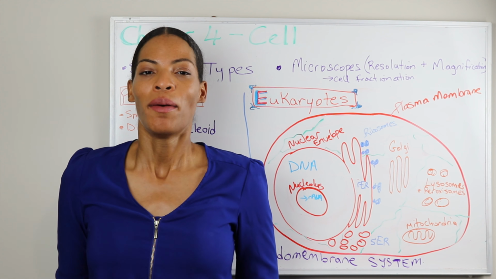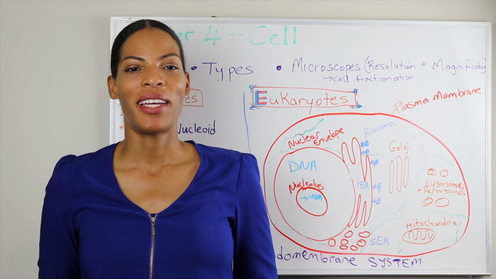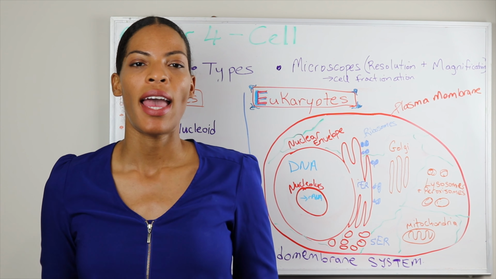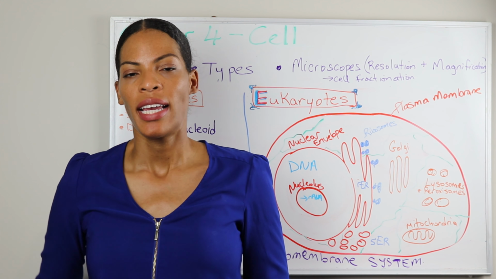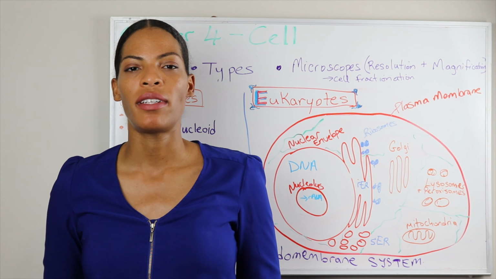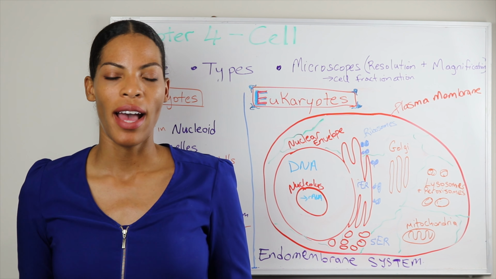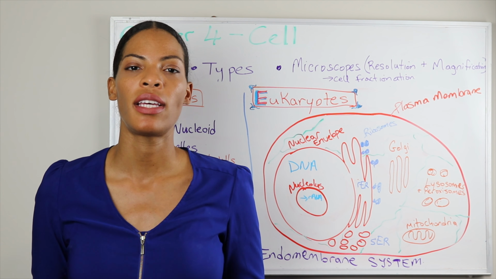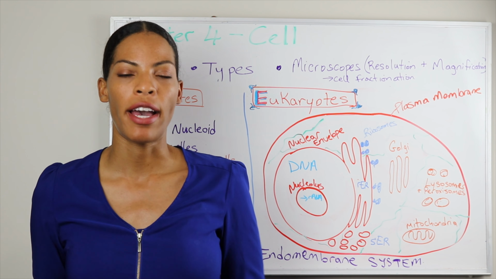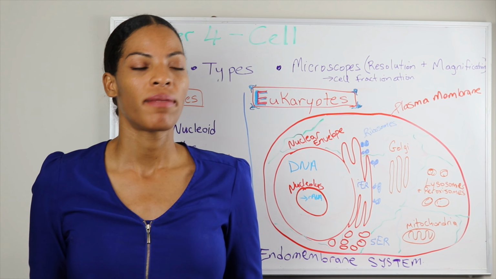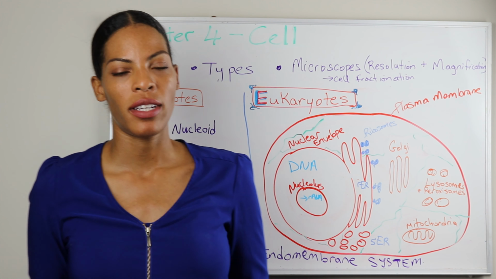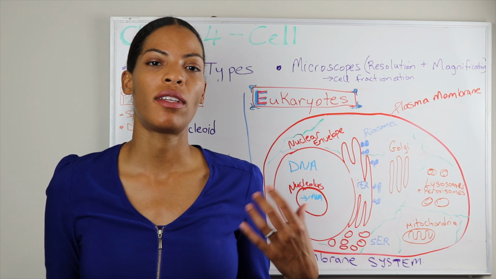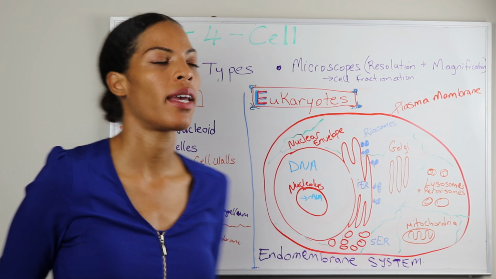Now, most of this chapter is talking about two main types of cells: prokaryotic cells and eukaryotic cells. The goal of this part of the chapter is for you to have a better understanding of the similarities and differences between these two big categories of cells. So we'll start with the prokaryotic cells, and then I want you to compare and contrast them to the eukaryotic cells.